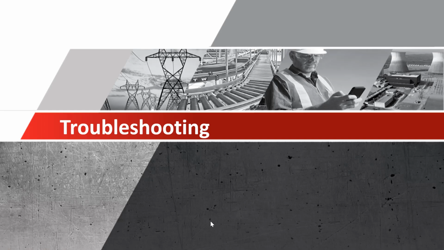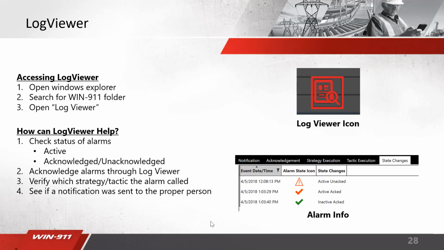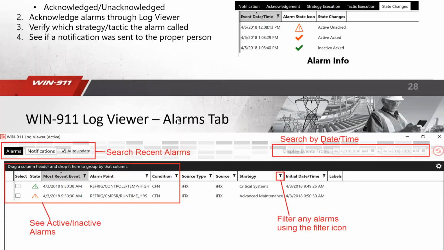All right, let's talk about LogViewer and some of the troubleshooting tips. So first of all, LogViewer, people are sometimes not aware that it's included with WIN-911. Here's a little icon for it. You can search Windows for the LogViewer folder. So the purpose of LogViewer is to build a visible historian type of logger, which shows all your alarms as they come in. It'll show the different states of the alarms, if they're active or inactive, and it'll show you which strategy those alarms went to.